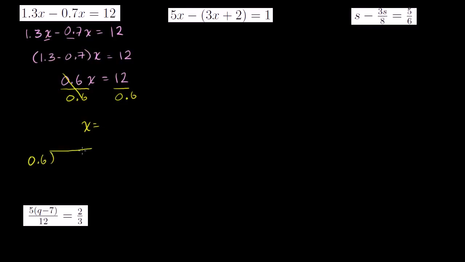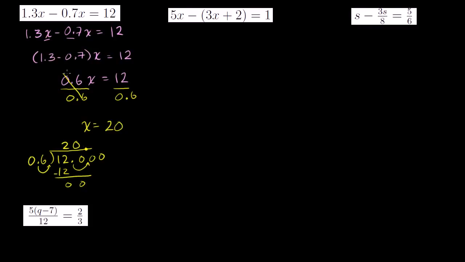0.6 goes into 12. Let's add some decimal points here. That's the same thing as 6 going into 120. 6 goes into 12. 2 times 6 is 12. Subtract, you get a 0. 6 goes into 0 0 times. This is going to go 20 times. 12 divided by 0.6 is 20.